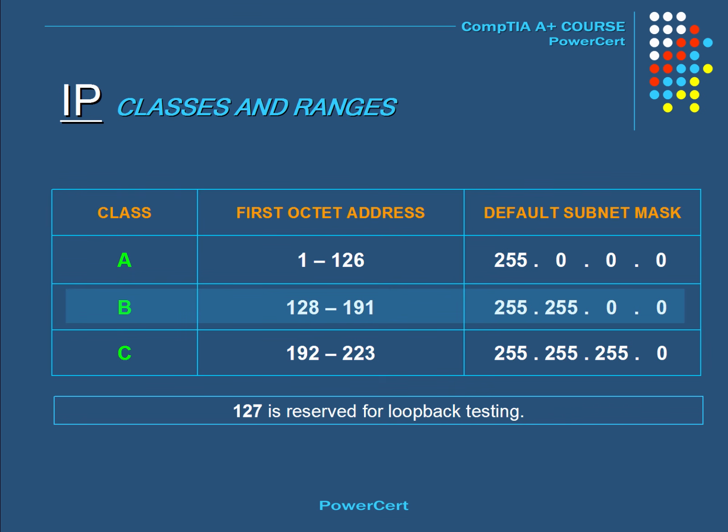A Class B IP range is from 128 to 191. This class supports 65,000 hosts on 16,000 networks. This class is given to medium-sized organizations. And a Class C IP range is from 192 to 223. This class supports 254 hosts on 2 million networks. This class is given to small organizations. Now if you notice, we skipped over the 127 range. This number cannot be used for a network because the 127 address is reserved for internal loopback functions. You're also going to need to memorize the default subnet masks for each of these classes.